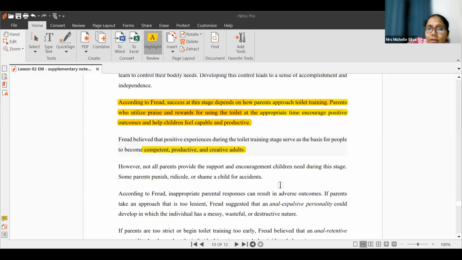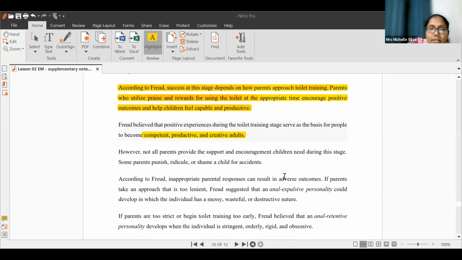However, not all parents provide the support and encouragement children need during this stage. Some parents punish, ridicule, and shame a child for accidents. They say this one pees everywhere, doesn't know how to poop, and they insult and hit the children. I think it's not good to punish children. But if we teach from the very first day in an appropriate manner with the right praise and reward, it's a good platform for them to develop their personality. In most of the cases I have noted, children are not bad, but the bad ones are their parents and the adults.